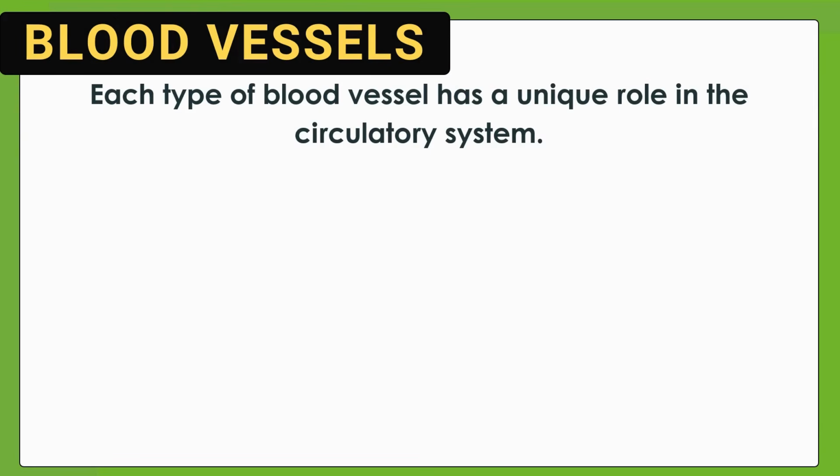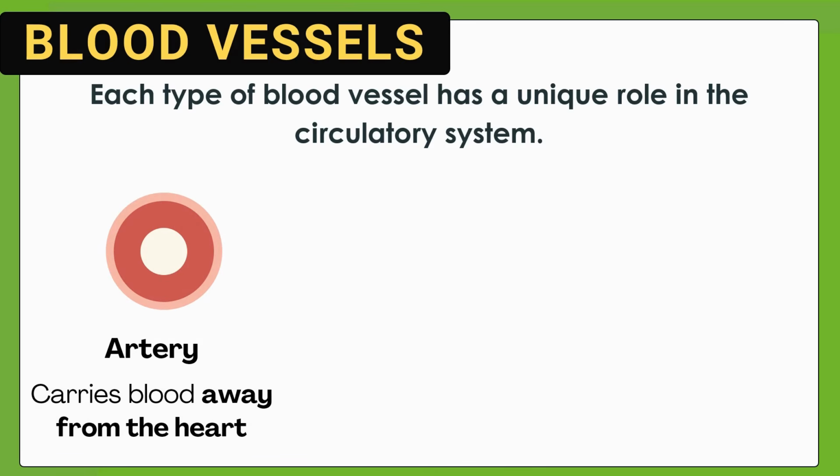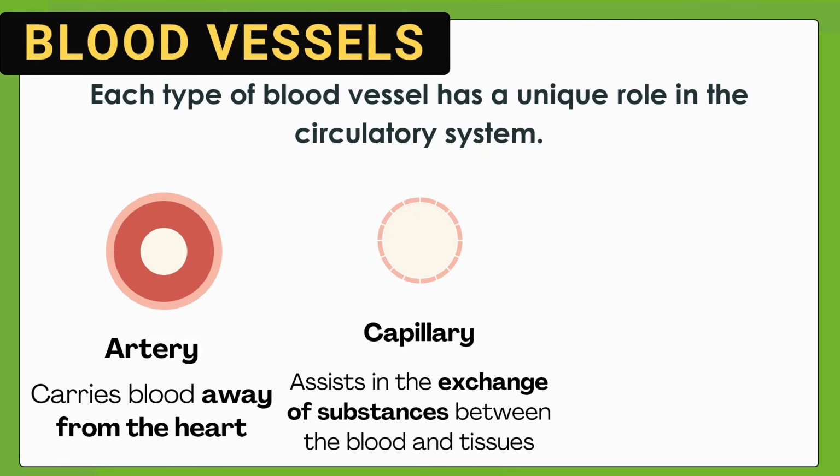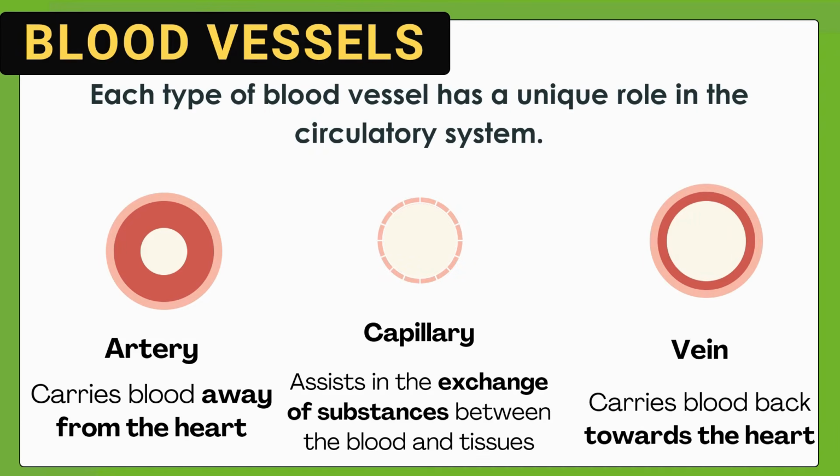Each type of blood vessel has a unique role in the circulatory system. Let's have the first one, artery. Carries blood away from the heart. Second is capillary. Assists in the exchange of substances between the blood and tissues. Third is vein. Carries blood back towards the heart.